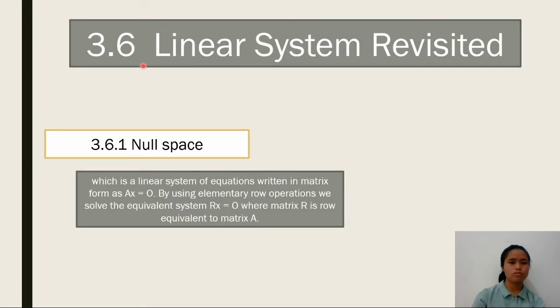Next, 3.6 linear system revisited. Null space, which is a linear system of equations written in matrix form as AX equal 0. By using elementary row operations, we solve the equivalent system Rx equal 0, where matrix R is row equivalent to matrix A.